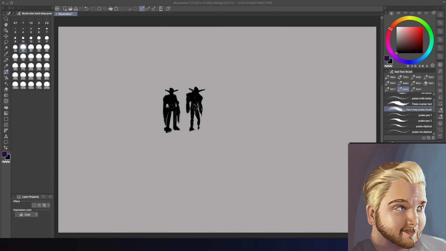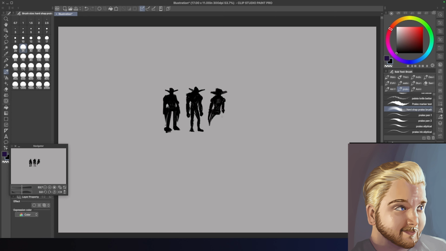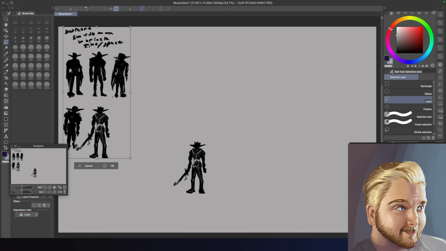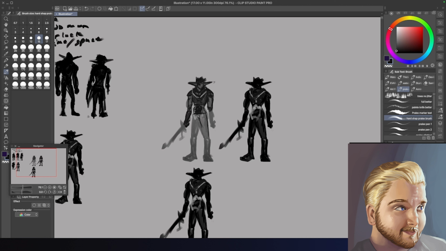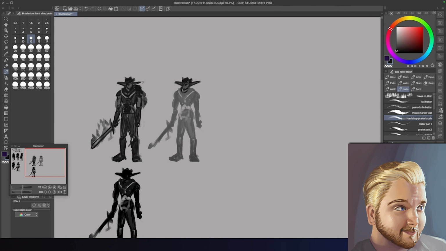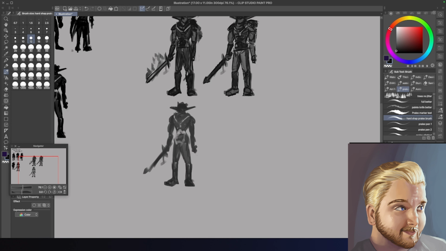Today we are going to be working on a conceptual art piece for my D&D character that I'm currently playing, Timnothy. This is where we're starting out with the silhouettes and the basic shapes. This is a key factor when it comes to conceptualizing a character: you're always trying to figure out what their silhouette is going to look like first, and the way it's going to read throughout the different design phases.